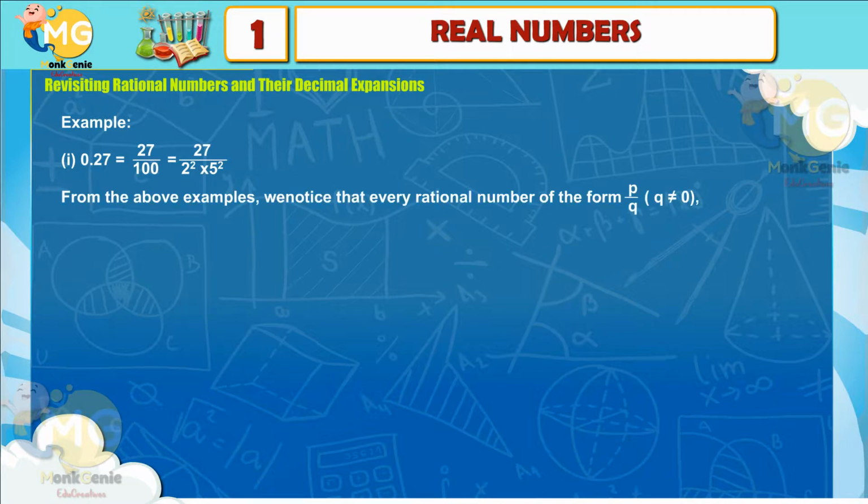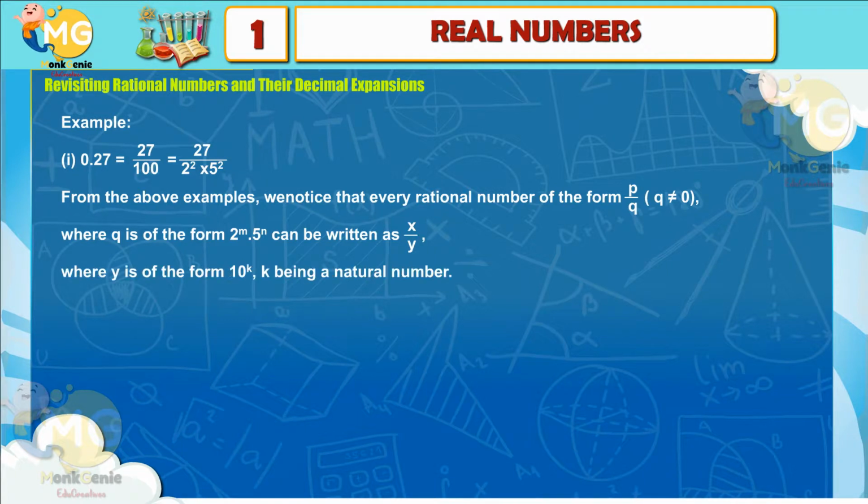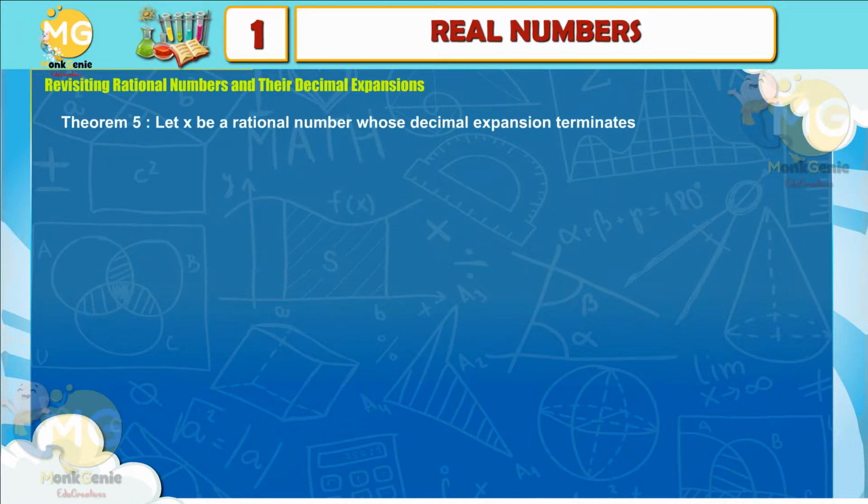From the above examples, we notice that every rational number of the form p upon q, q not equal to 0, where q is of the form 2 to the power n multiplied by 5 to the power m, can be written as x upon y, where y is of the form 10 to the power k, k being a natural number. Theorem 5.